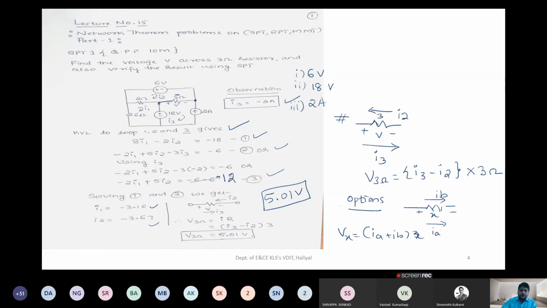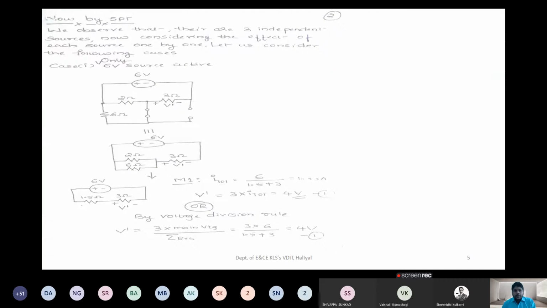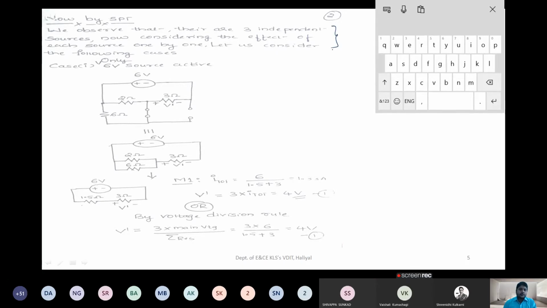Okay. So now what I will do is I am considering only one source acting alone. I have given the description here, the same thing I told you. I am assuming 6 volt is acting alone. That means here we had the current source of 2 amperes that should be made open circuit, and here we had the 18 volt source that should be made short circuit. So that is done. Here open circuit is there and here short circuit is there.